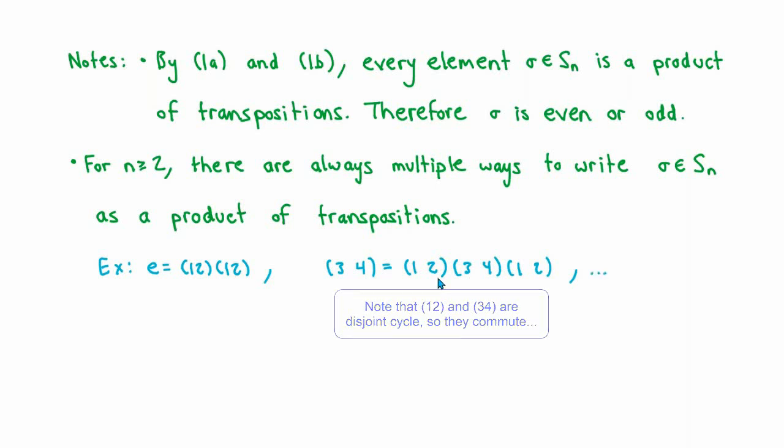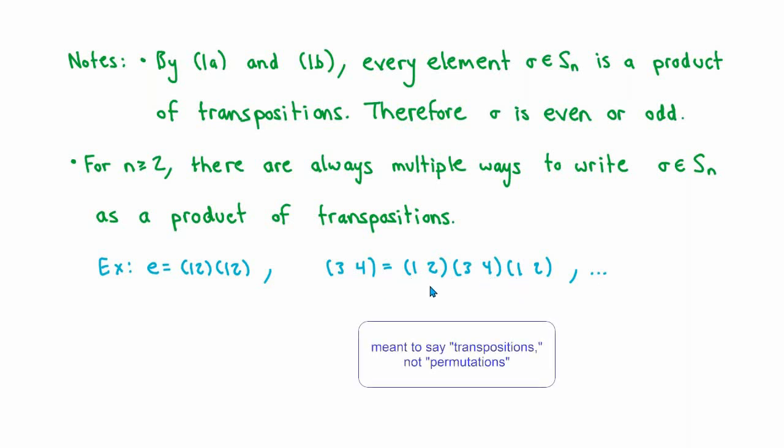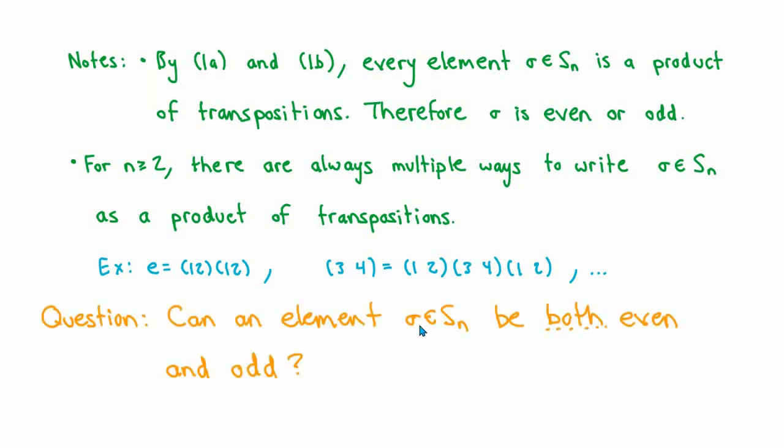And so the question here is: is it possible that there's an element of Sn which could be written both as a product of an even number of permutations and as a product of an odd number of permutations? In other words, we already know that every element of Sn is even or odd, but the question is, can an element of Sn be both even and odd?